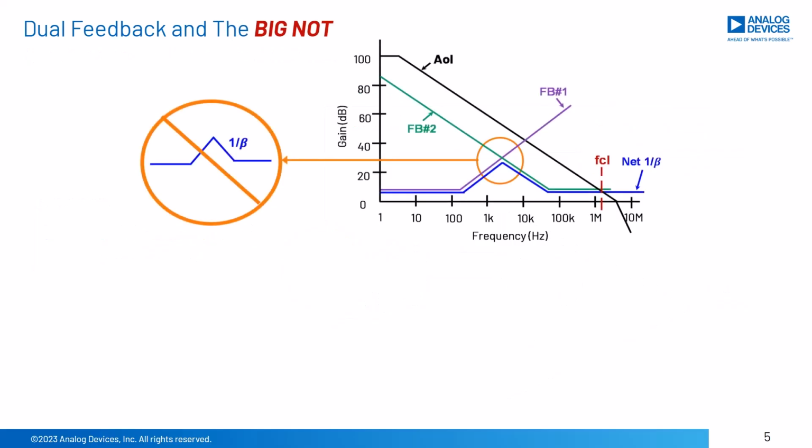In dual feedback op-amp topologies, it is easy to plot the 1/beta for each feedback path, shown here as FB number 1 and FB number 2. You never want FB number 1 and FB number 2 to cross, as shown here, such that the net 1/beta has a pyramid shape to it. The net 1/beta, shown here as the big knot, is so named because you do not want to do this.